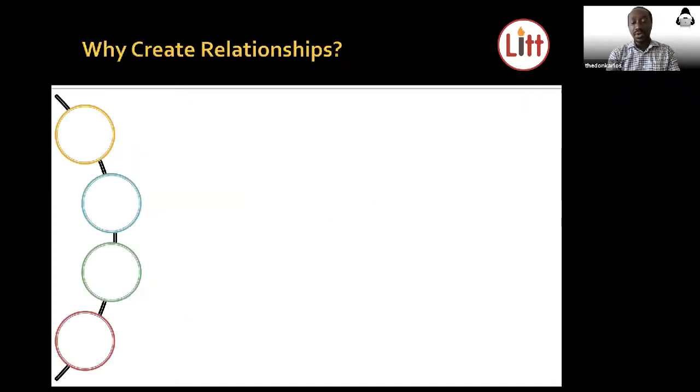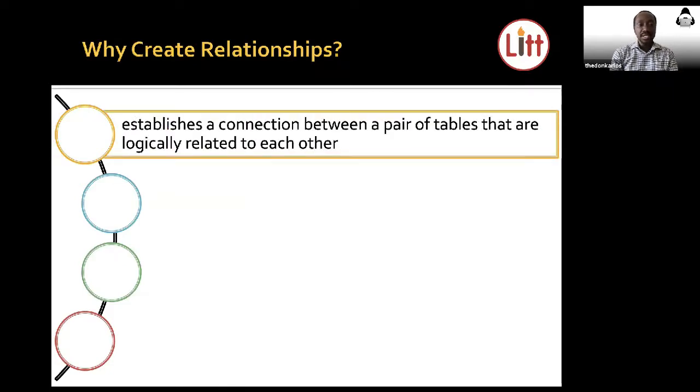But why do we need to create relationships in the first place? Because you have your entities, you can just collect data about your individual entities and you are good. But we want to look at why it's necessary to create relationships. The first, we say that it establishes a connection between a pair of tables that are logically related to each other. It is the relationship that connects two entities. So that is what creates that connection, so that you can connect employee to department or employee to a project.